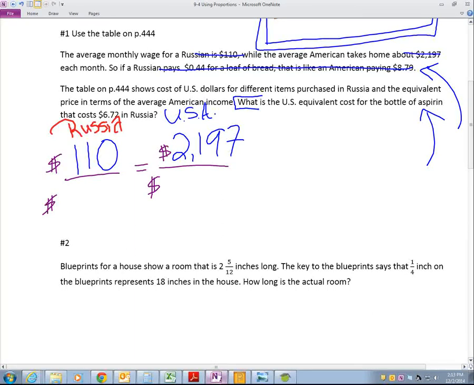Somewhere in this sentence. 672 in Russia to something in America. So where's that 672 going to go? Under Russia. So $6.72 for a bottle of aspirin in Mother Russia. Now we need to find out how much that will hurt the American people who work and get the average of $2,197 a month.